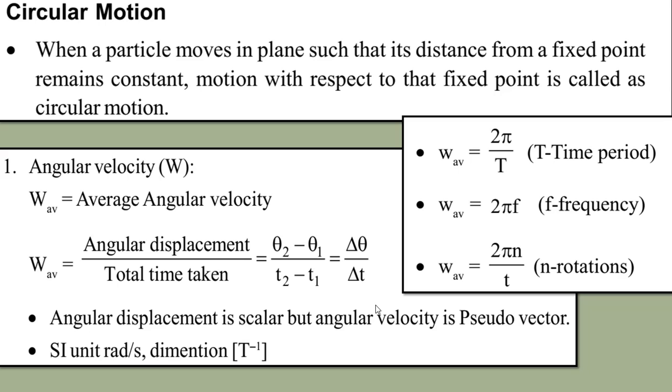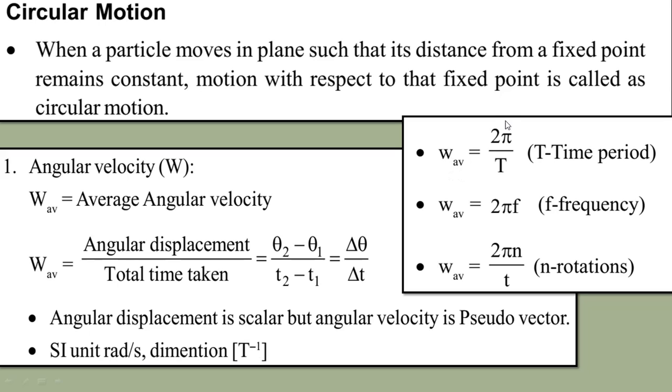So angular velocity omega average is equal to average angular velocity. So omega av is equal to angular displacement divided by total time taken. Velocity is displacement divided by time, so angular displacement divided by total time taken: theta 2 minus theta 1 divided by t2 minus t1, so delta theta divided by delta t. Angular displacement is a scalar, but angular velocity is a pseudo vector. Pseudo vector means null vector or false vector. So the SI unit of angular velocity is radian per second and its dimension is T raised to minus 1.